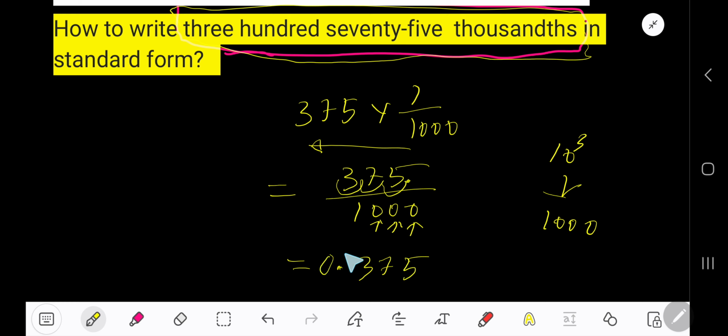You can add a 0 to mean that the whole number part of this decimal is 0. So this is the standard form.